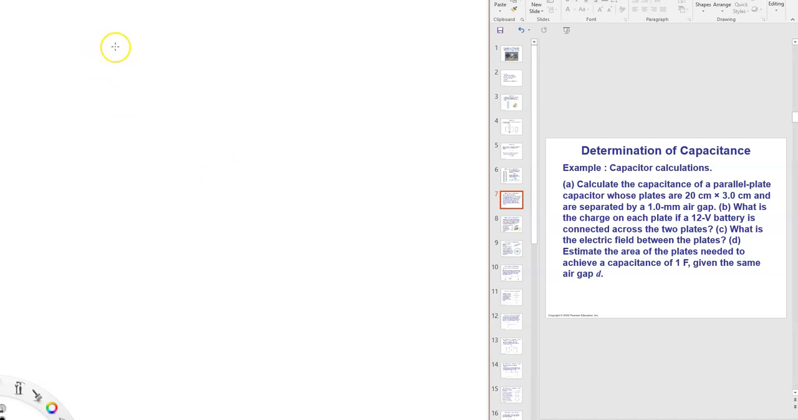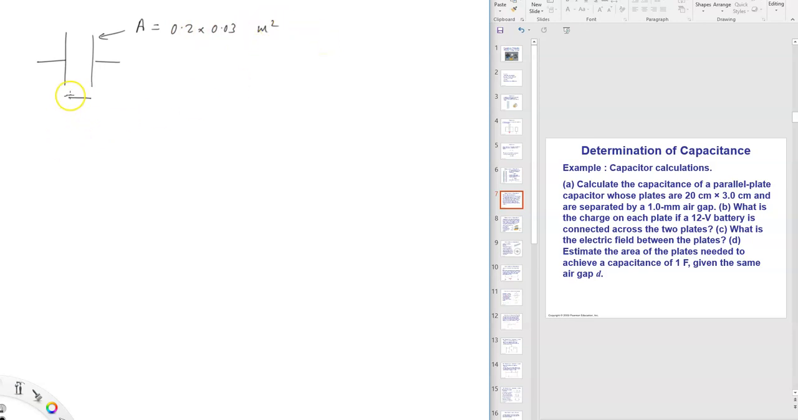It says plate area. So here's the two plates. It's a parallel plate. So when we say area, it's actually the area of a single plate. That's what goes into the calculation, right? So area is 20 times 3 centimeters, so 0.2 times 0.3. Things have to be in meters.